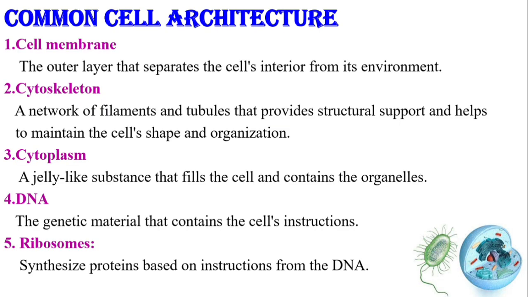Common cell architecture. Cell membrane. The outer layer that separates the cell interior from its environment is called the cell membrane. A network of filaments and tubules that provides structural support and helps to maintain the cell shape and organization is called the cytoskeleton. Cytoplasm is a jelly-like substance that fills the cell and contains the organelles. DNA is the genetic material that contains the cell's instructions. Ribosomes synthesize proteins based on the instructions from the DNA.